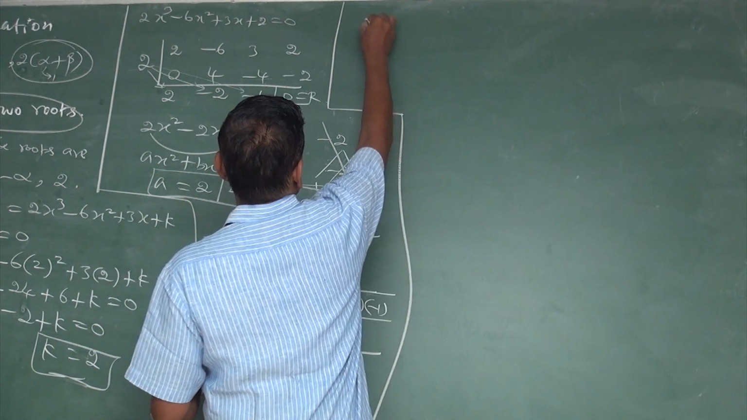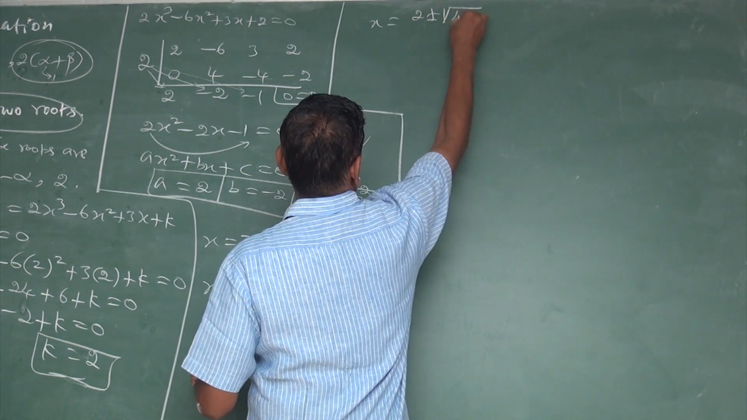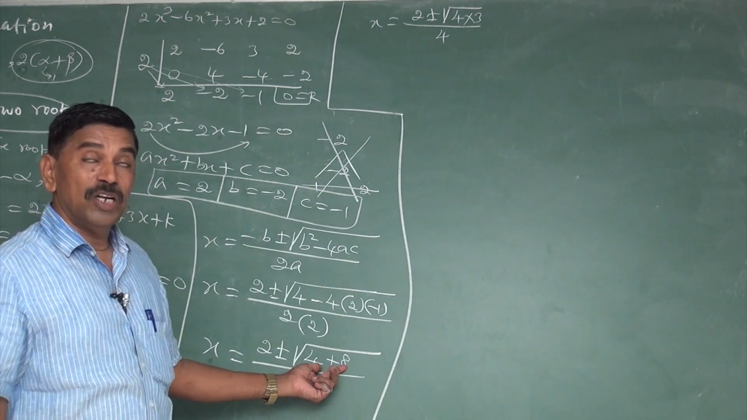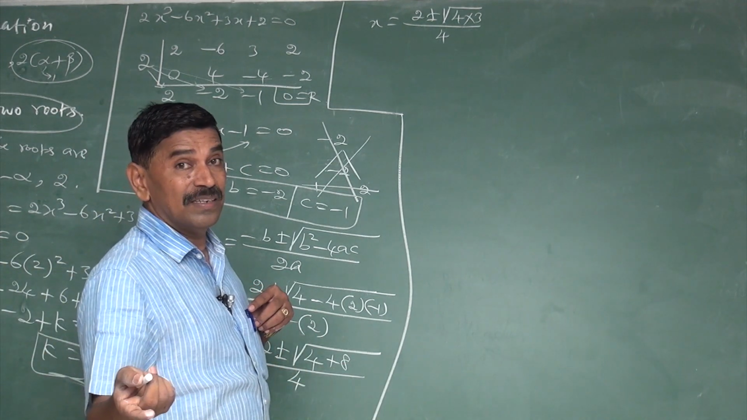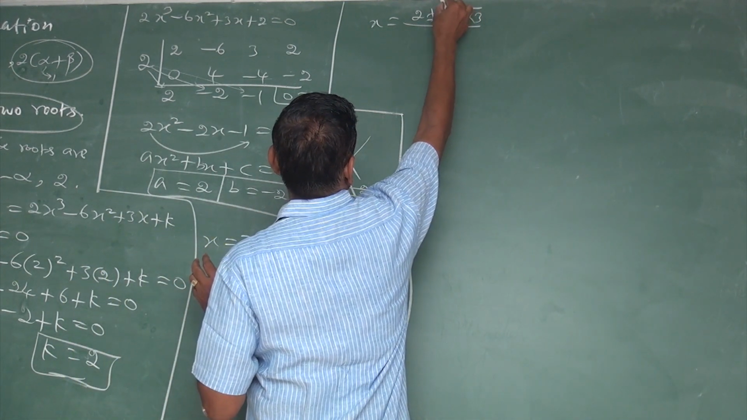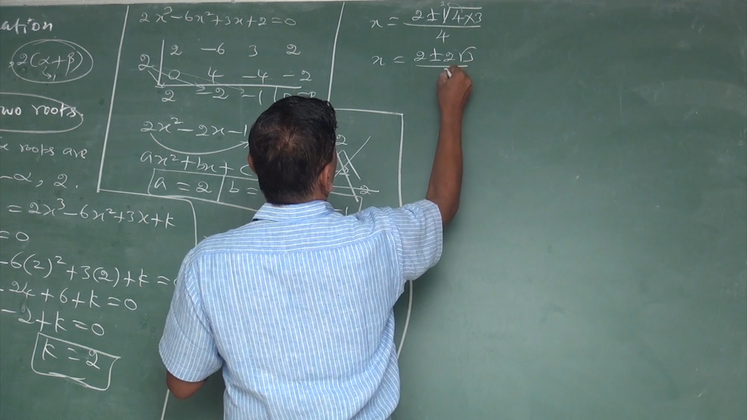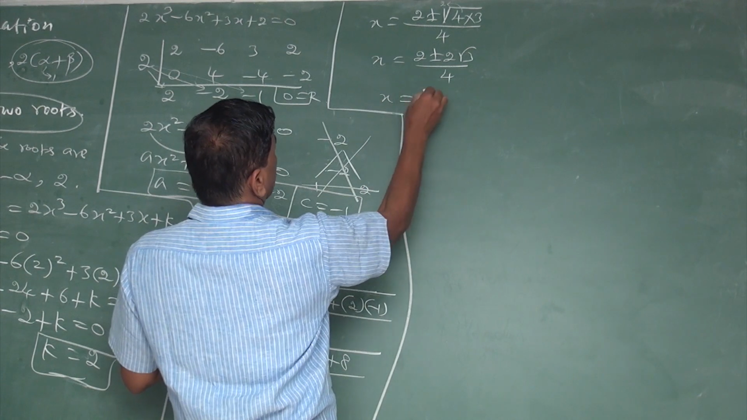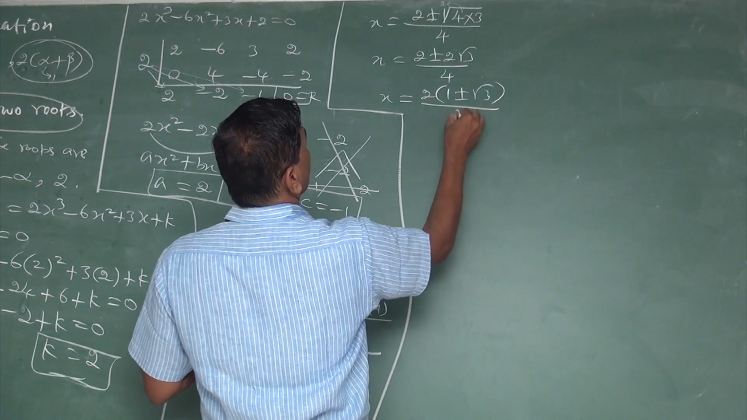Okay, simplify, listen. X is equal to 2 plus or minus square root of 12. 12 can be rewritten as 4 3s are 12, divided by 4. Now any idea? Good. 2 plus or minus 2 root 3 by 4, because square root of 4 is equal to 2. This 4 comes outside 2. We get x equal to 2 plus or minus 2 root 3 by 4. Okay, next step. Good. 2 is common from numerator. So x equal to 2 of 1 plus or minus root 3 by 4.